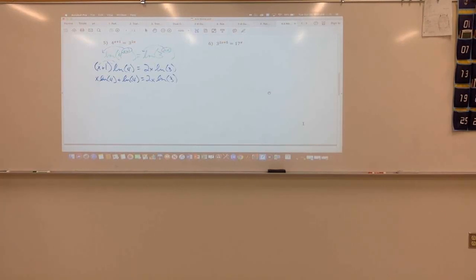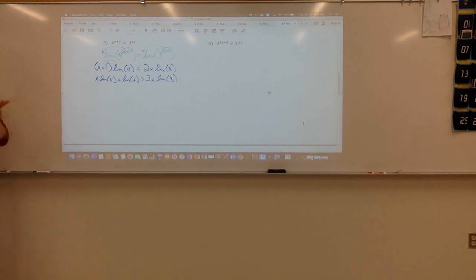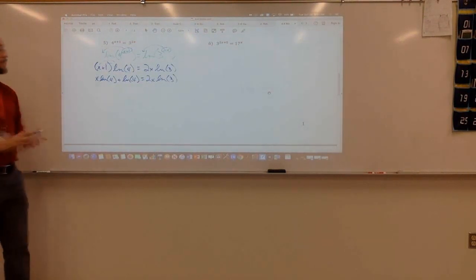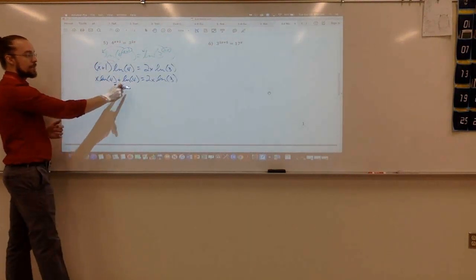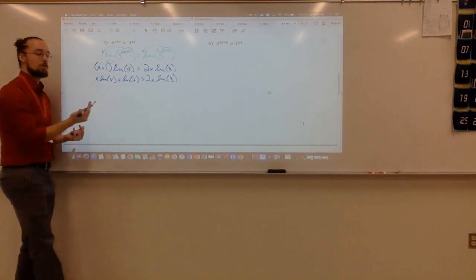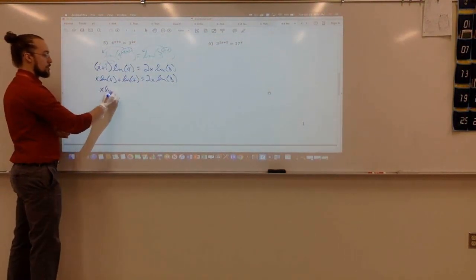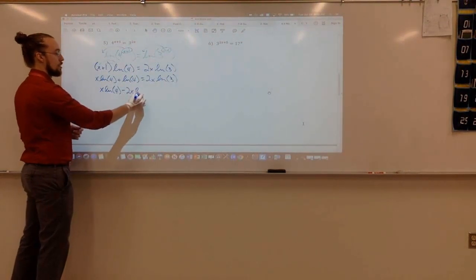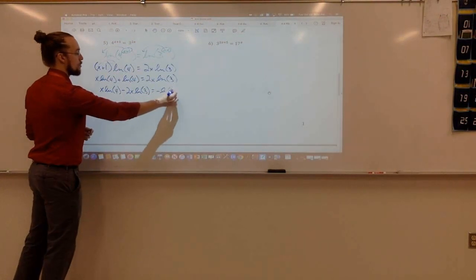Any thoughts on how we can get x by itself since I've got two x's here? Get them on one side. And get the x's on one side, get everything else on the other side. Okay, so I'll subtract this 2x natural log of 3 over to the left side, and I'll subtract natural log of 4 over to the right side. So it'll look like x times the natural log of 4 minus 2x times the natural log of 3 equals negative natural log of 4.